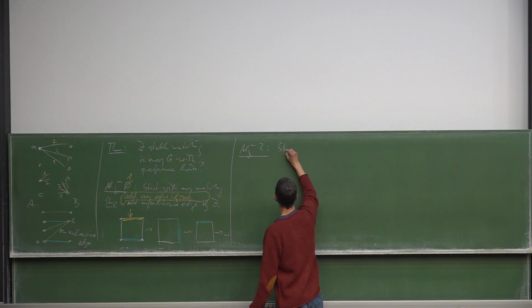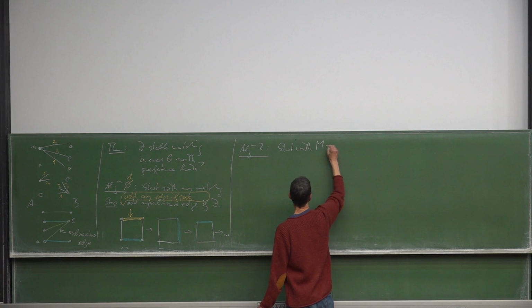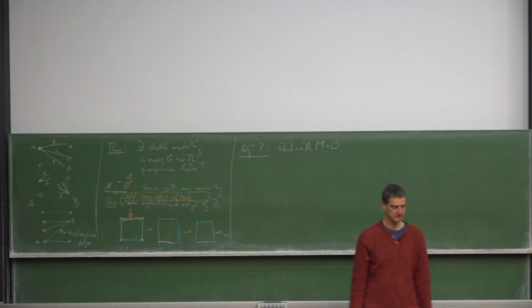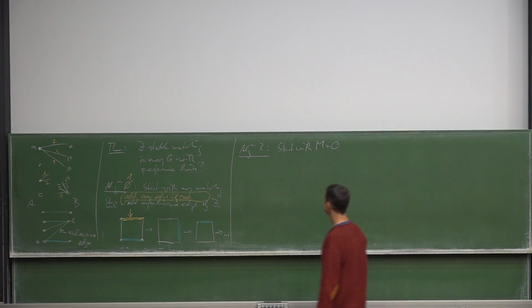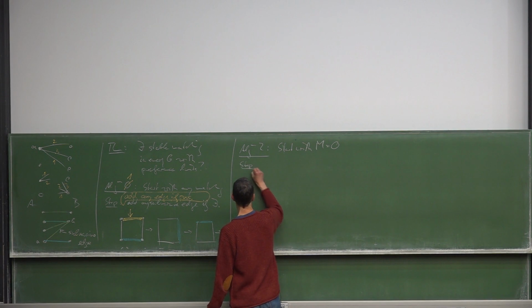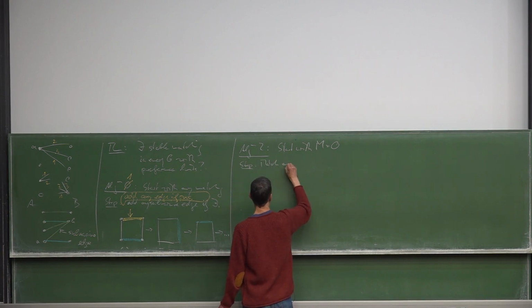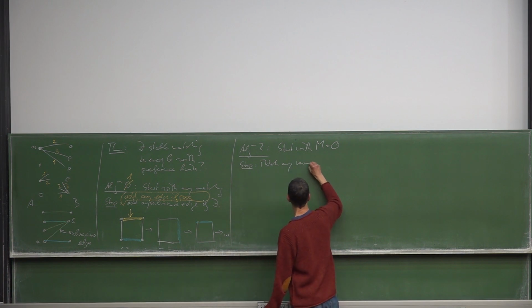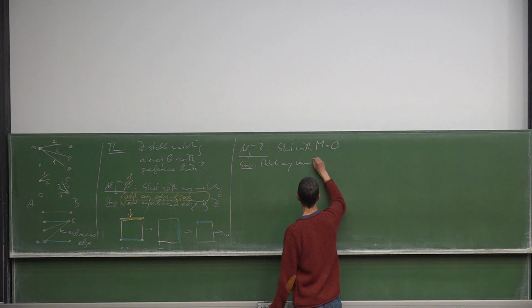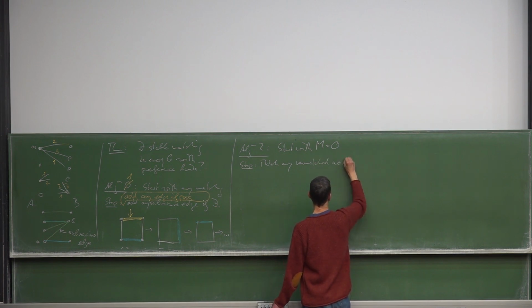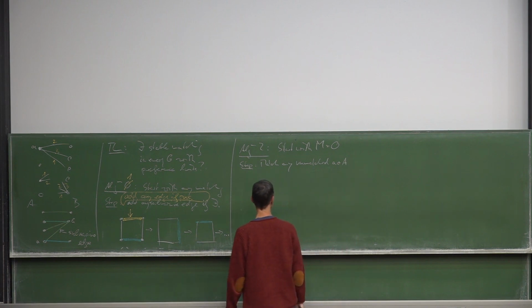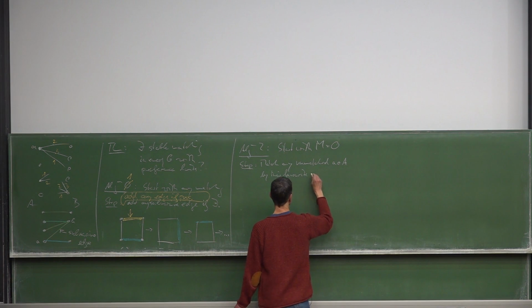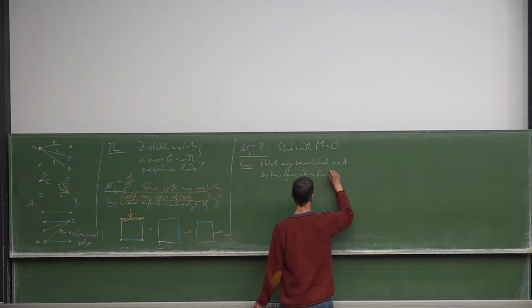So let's start with the empty matching. And the step is to match any unmatched vertex on the left, little a in big A, by their favorite subversive edge, if it exists.